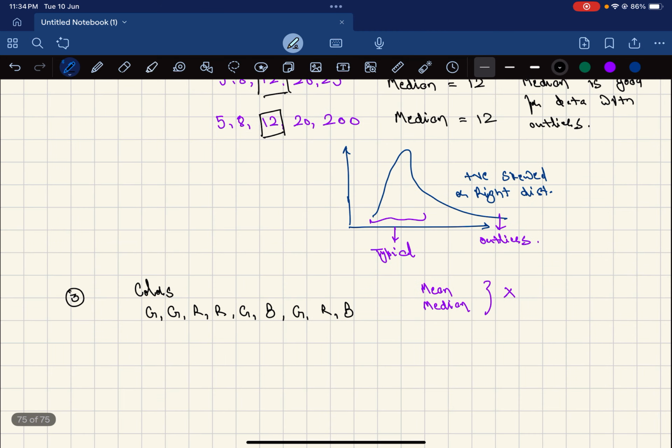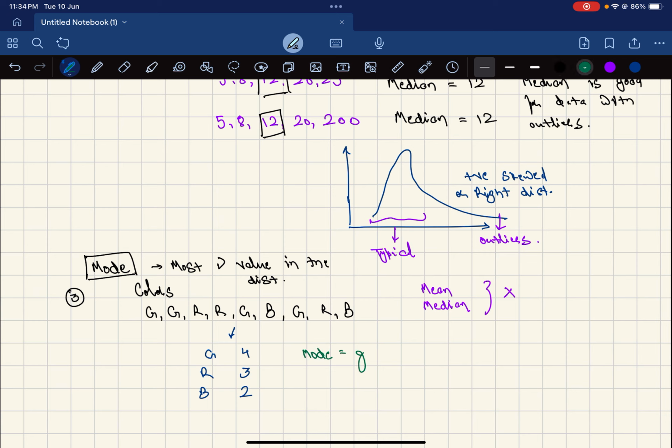So therefore we look at something called the mode of a distribution. This is the third measure of central tendency, the mode of the distribution, which is the most frequent value in the distribution. So in this particular case, if we count each color, we see that G is coming 4 times, R is coming 3 times, and B is coming 2 times. Therefore, the mode of the distribution would be green in this particular case.